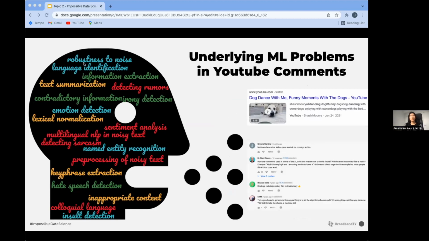We know that we need to be robust to noise, language identification, right? Then there has to be text summarization, rumor detection, emotion detection, lexical normalization of the text. If we give this to models as is, God knows what will happen. And then we want to do sentiment analysis, detect sarcasm, insult, hate speech, colloquial language. All these come to the top of my head. These are the problems I need to solve to make this text consumable and give the channel growth team the output that they need.